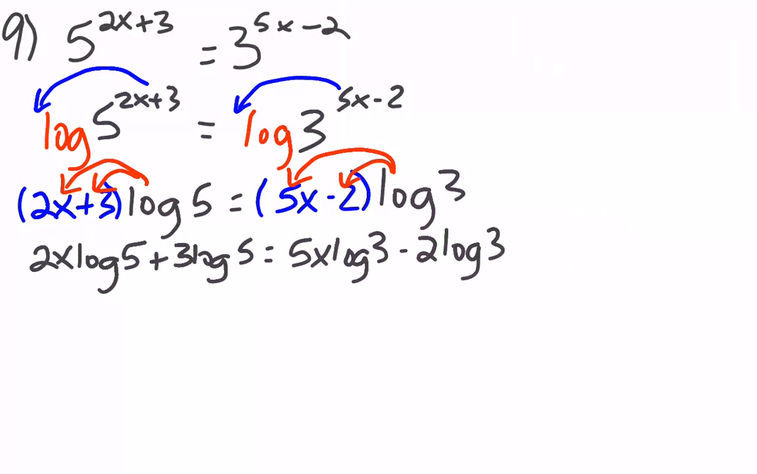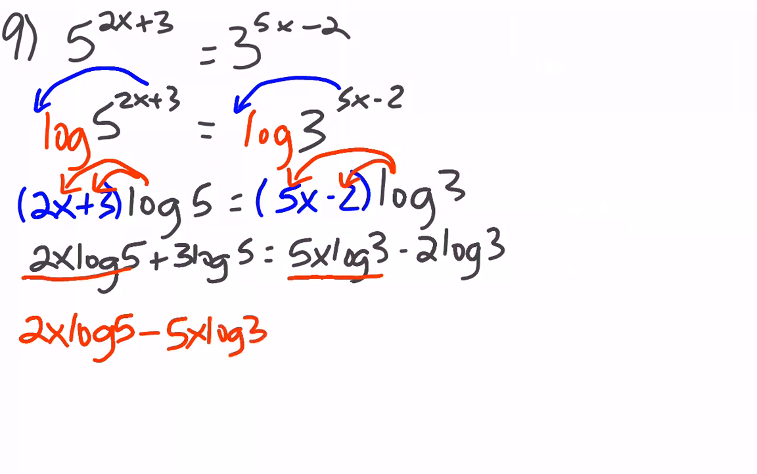And I mean, could you be typing in these logs on the calculator and doing all this junk with decimals? Sure, but you're really not going to like life, so we're just not going to do that. Now what we're going to do is get all the x's on one side and all the just logs on one side. Okay, so I have x terms, so I'm going to move those to the left. So I'm going to have 2x log 5, and I'm moving the 5x to the left, so it's going to be minus 5x log 3, and then I'm going to move my just plain old logs to the right. So that would be negative 3 log 5 minus 2 log 3.